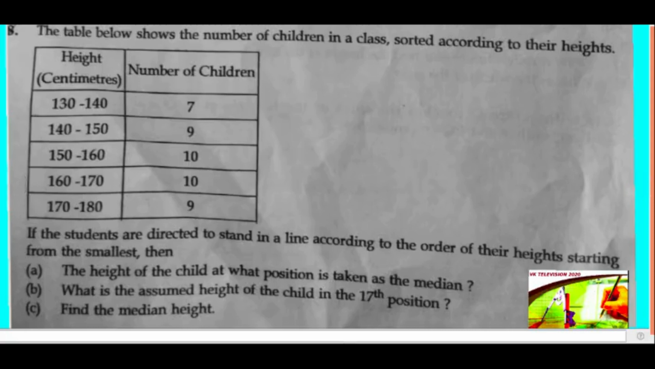Next question. The table shows the number of children in a class sorted according to their heights. If the students are directed to stand in a line according to the order of their height, starting from the smallest, then the height of the child at what position is taken as median? What is the assumed height of the child in the 17th position? Find the median height.